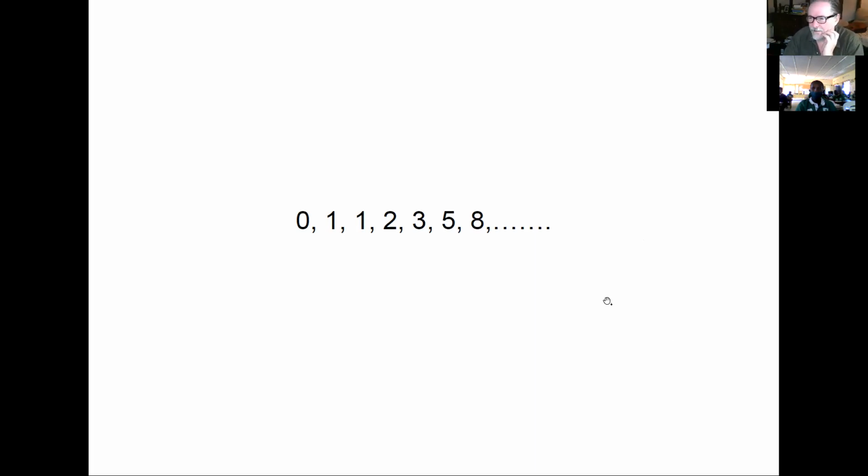So Rose has just come in with 21. It's the next number, because 13 plus 8 is 21. And it goes on. So 21 plus 13 is 34.